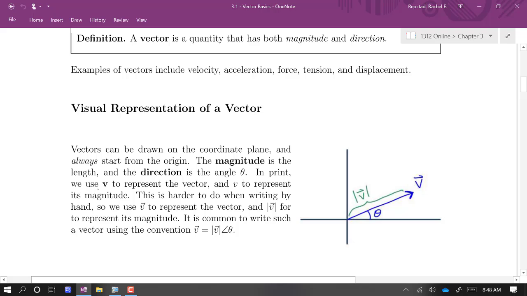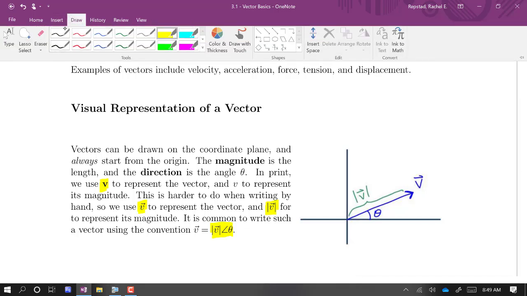Usually in textbooks they'll use a bold V or a bold letter to represent a vector to indicate that it's a vector quantity. That's harder to do when we're writing by hand, so I'm sticking to the convention of using a little arrow over the letter to indicate that it's a vector. Its magnitude is the length, and it's the absolute value of the vector. So when we see this written out, it just means the absolute value, the magnitude. And it's common to indicate a vector just by giving its magnitude and direction in a sort of shorthand, like so. We're going to see some examples.